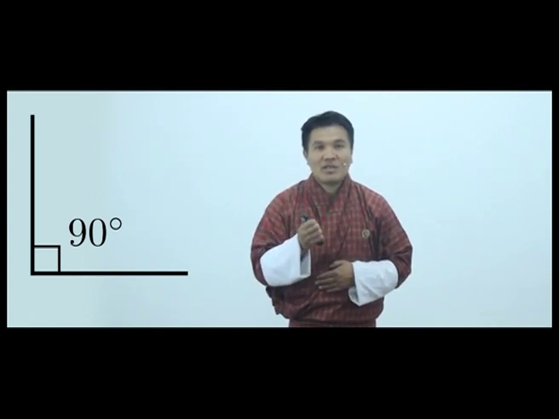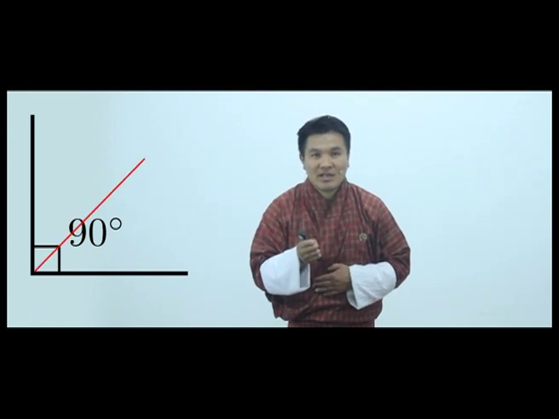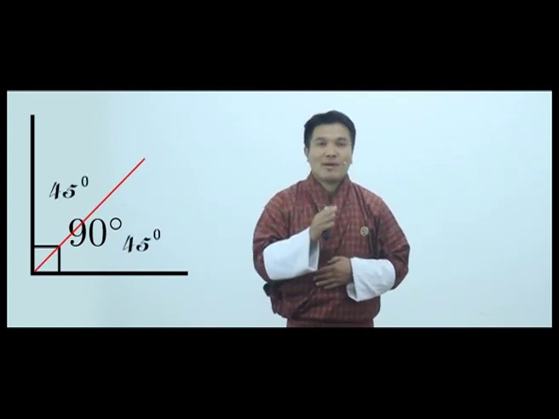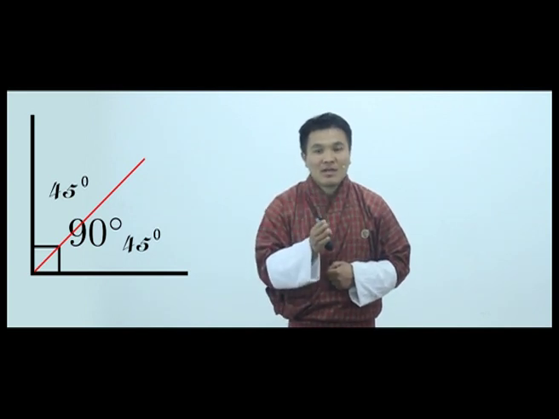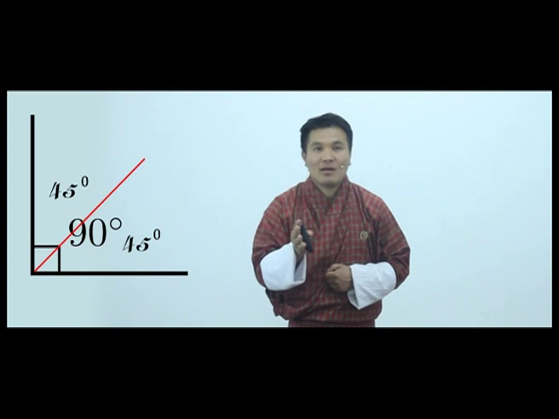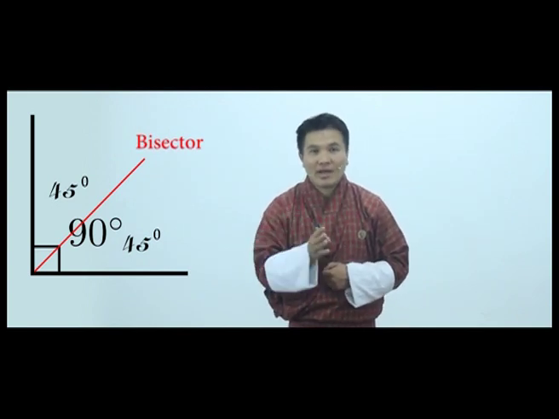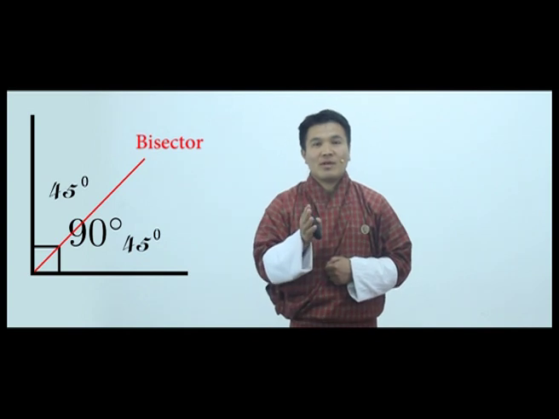For example, if you draw a right angle or a 90-degree angle and divide it into 2 equal parts using an angle bisector, you are going to get 2 45-degree angles. The bisector will divide your 90-degree angle into 2 equal or congruent angles of 45 degrees each. Similarly, if you have an angle of 60 degrees and you draw a bisector for it, you are going to get 2 congruent angles of 30 degrees each.